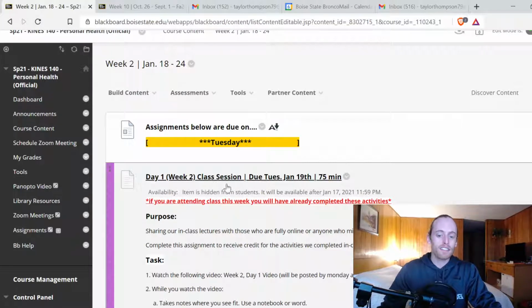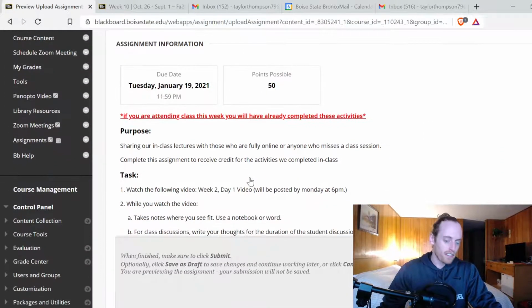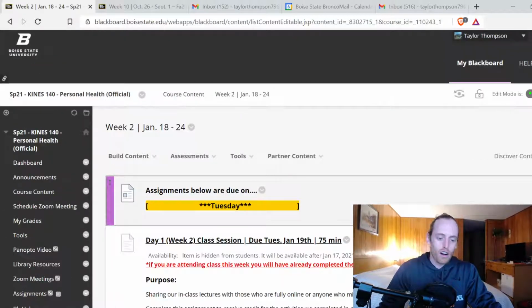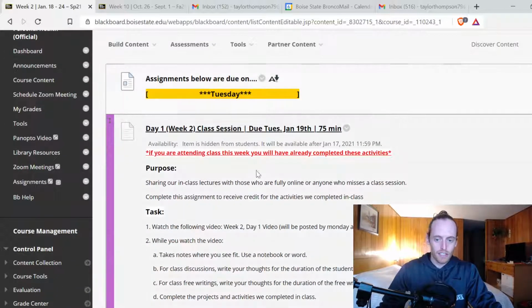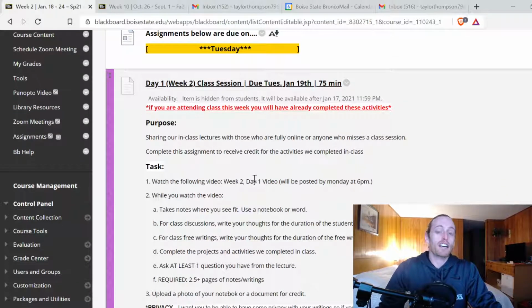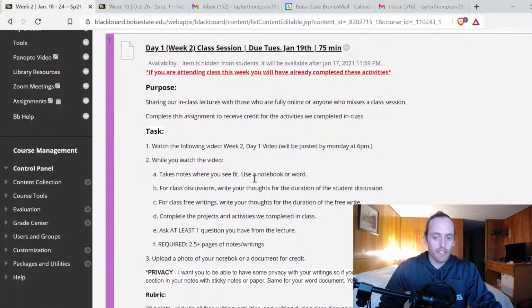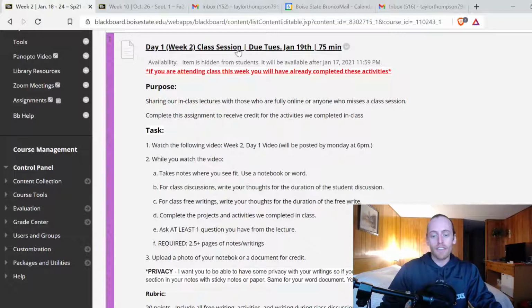So in that case, if that bothers you, you can just click on the assignment, open it up, and then you can just say attended class, right? And then that way it'll go away for you, and I'll already have the grade in, and then we're all good. However, if you are taking the class online, or you have to take a day where you need to do the class online, this is where you will submit your notes for that class.